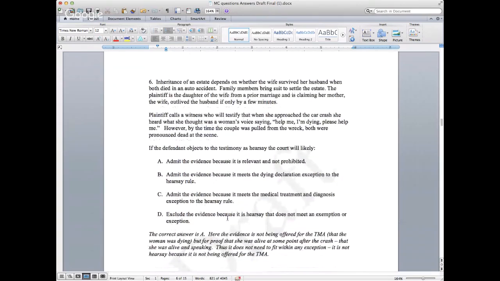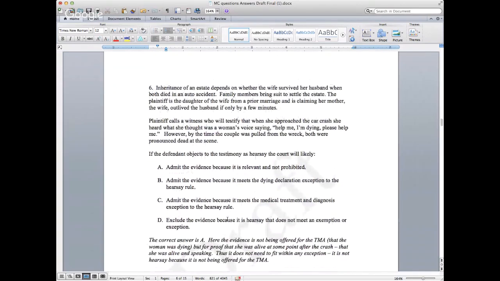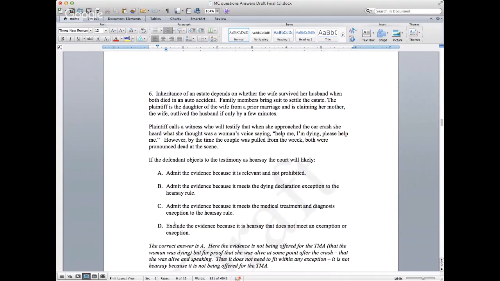Question 6. Let's start with the call of the question. The defendant objects to the testimony as hearsay. The court will likely... So we're talking about hearsay, and we're talking about an objection. Hearsay is an out-of-court statement offered for the truth of the matter asserted, unless we can get it under one of those exemptions or exceptions. So we're looking to see if this is hearsay, and if it is being offered for the truth of the matter asserted, then it should be out unless it falls within an exception.